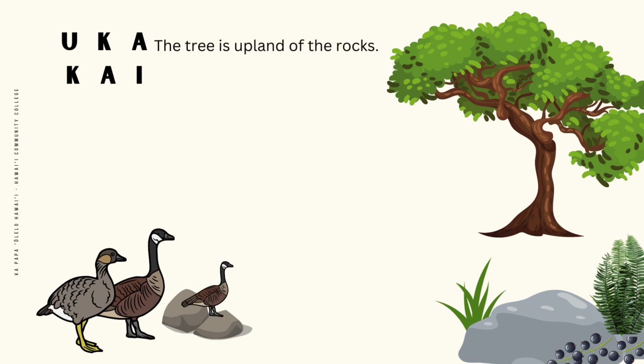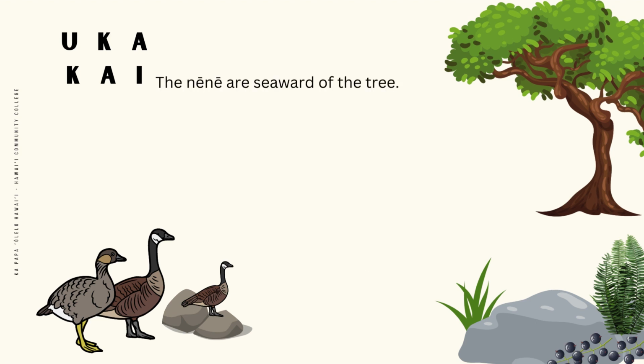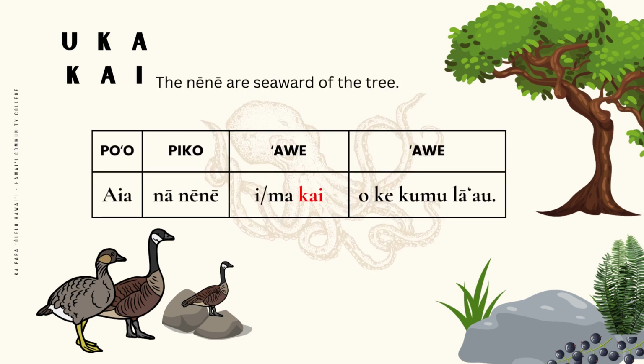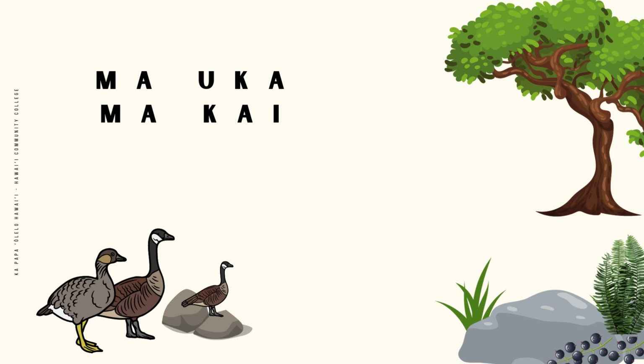The tree is upland of the rocks. Aia ke kumula'au I uka o nā pōhaku. The nene are seaward of the tree. Aia nā nene I kai o ke kumula'au. Note that in English, we are used to seeing mauka and makai as one word. Now that you know them as Iʻoa Henua, you can see that ma is the ami and the Iʻoa Henua is uka or kai.